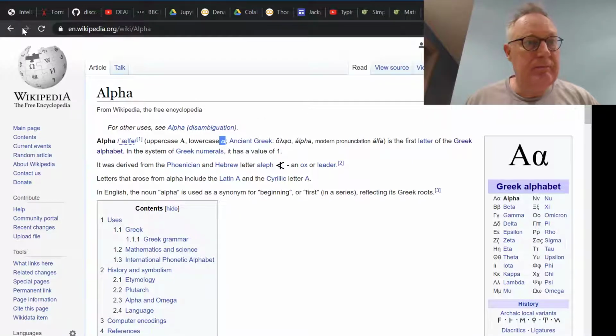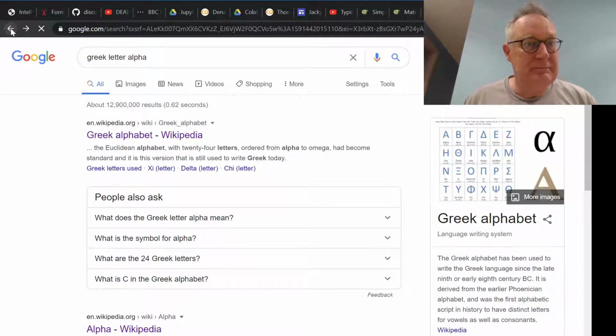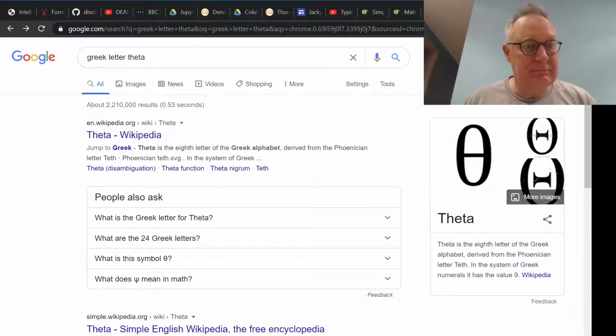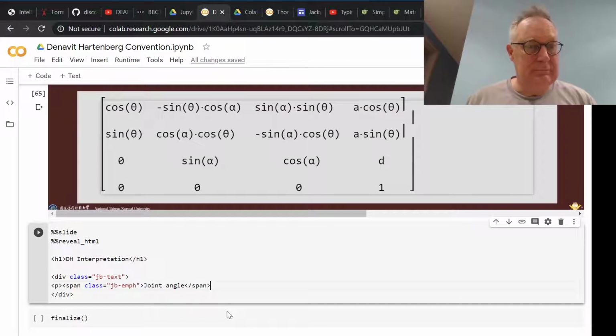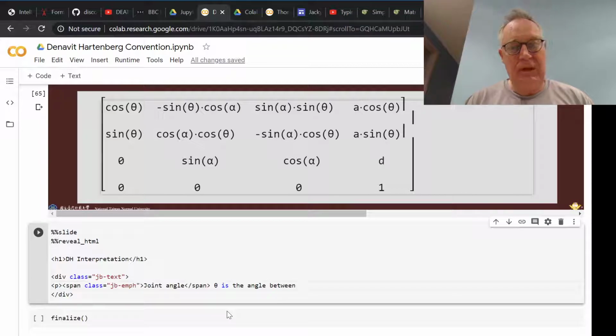Let me use the Greek letters. Theta is the angle between the previous x axis and the next x axis. And so x from i minus 1 to xi.